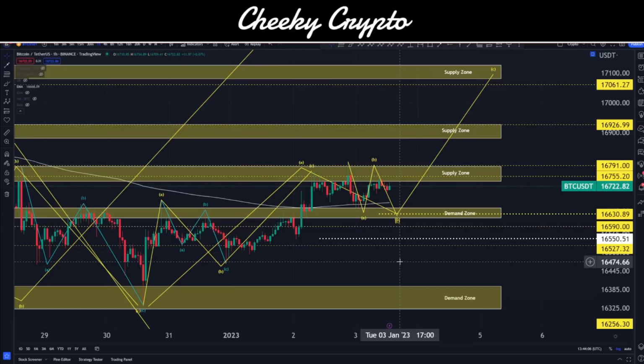So Bitcoin paired up with USDT on the hourly chart, and Binance is our data source, right? Now, as you can see, I have this C-wave high point up here, and I have labeled this a supply zone. There are obviously a couple of other supply zones here, as well as a couple of demand zones. Now, this is a bit of a mixture, right?